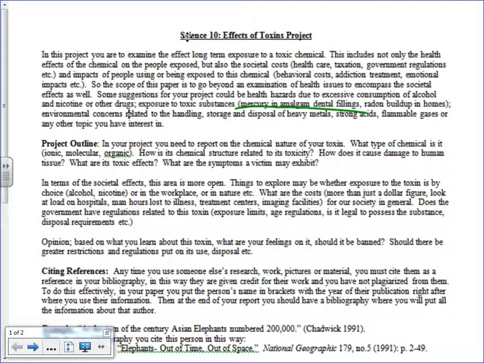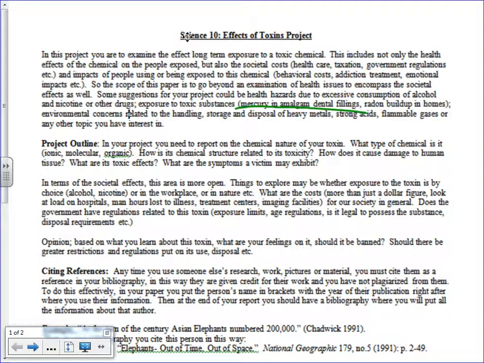So mercury. You can get it in fish. You can get it in certain water samples and supplies. It's not good for you. It's a heavy metal. It causes all kinds of heavy metal poisoning effects on people. Radon buildup in homes. Environmental concerns related to the handling, storage, and disposal of heavy metals, strong acids, flammable gases, or any other topic you have interest in.